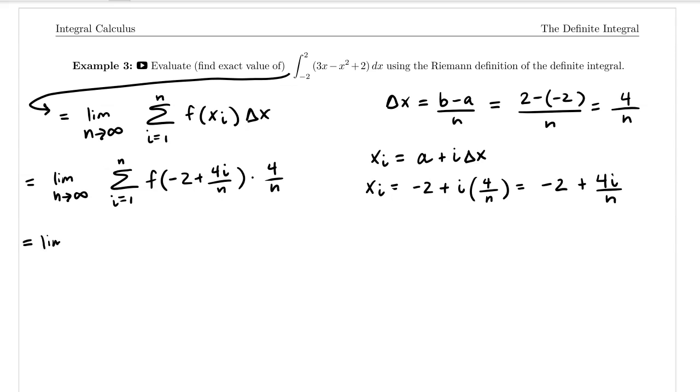So now what we're going to do is evaluate -2 plus 4i over n and plug that into our original function. So anywhere I see an x in my original function, I want to replace it with -2 plus 4i over n.